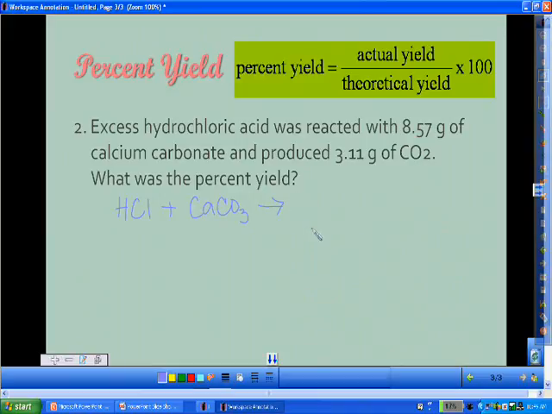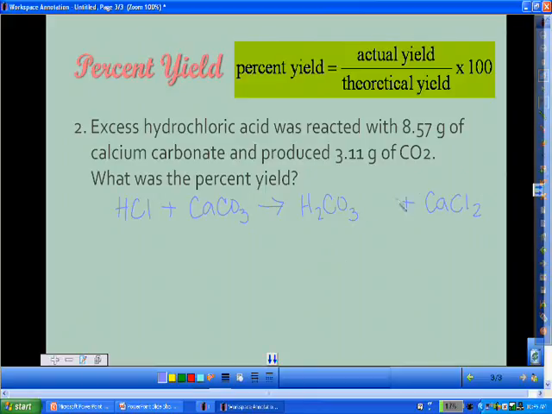This would be a double replacement reaction, and so you'll have hydrogen replace calcium, calcium replaces hydrogen, and our new compound would be H2CO3 plus calcium chloride.